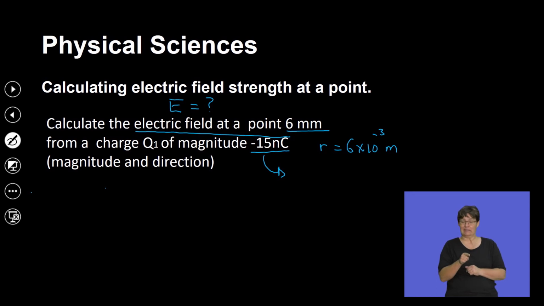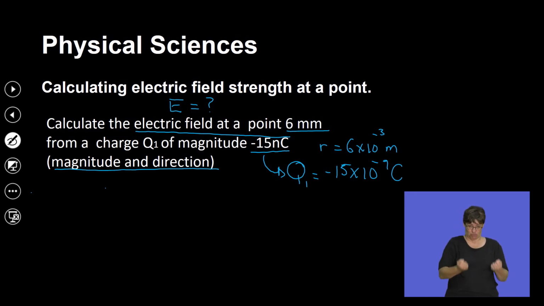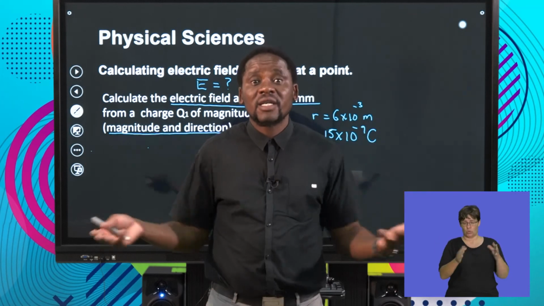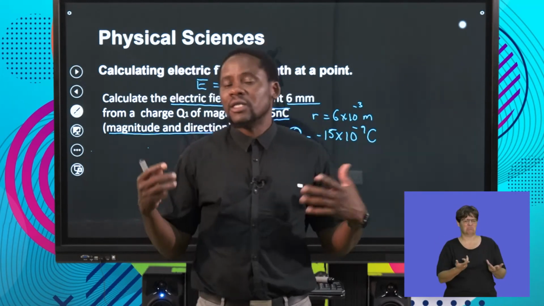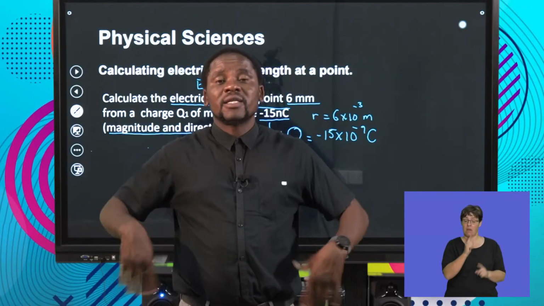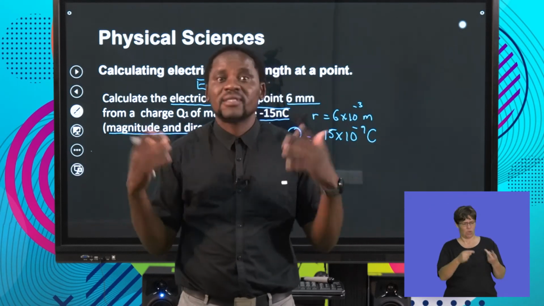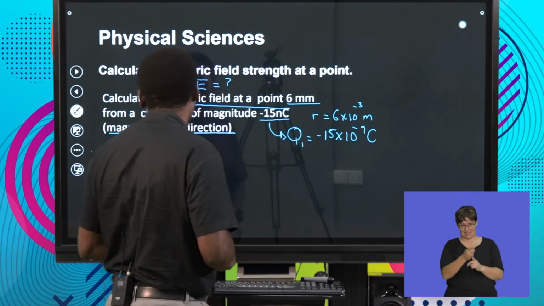So this is actually the magnitude of charge Q1, which is minus 15 times 10 exponent negative 9 coulombs, okay? And then we need to determine both magnitude and direction. A question sometimes may say, calculate the magnitude of electric field at a point. In that case, direction is not necessarily needed. But when it says calculate electric field at a point, you need to get both the magnitude and the direction. Why? Because this is a vector quantity. We have said that many times before.